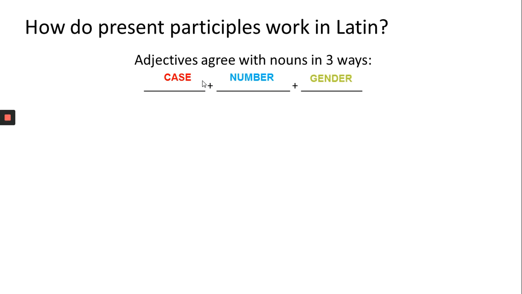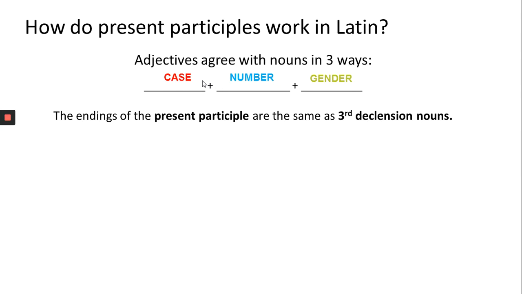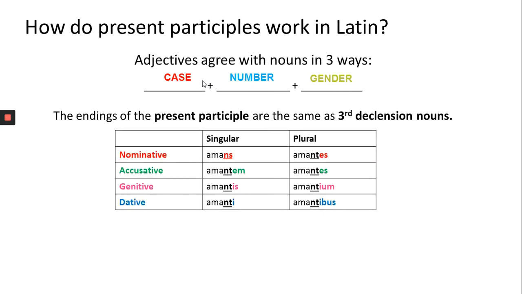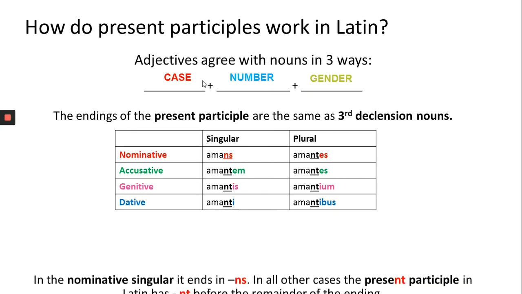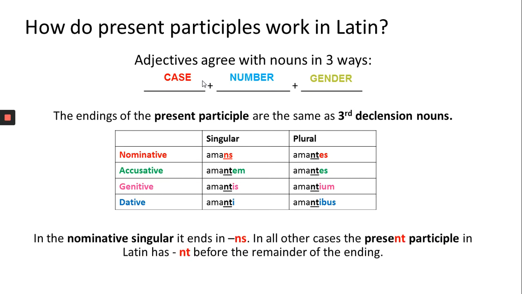Now, the endings of the present participle are the same as third declension nouns, so there's nothing new for you to learn, no new endings for you to learn here. These are what some of your present participles could look like. Now, the quickest way to spot present participles in Latin is to look for the NS if it's in the nominative singular, or an NT for all our other endings. You can see on our table here that we have NS in the nominative singular and NT for all other endings.